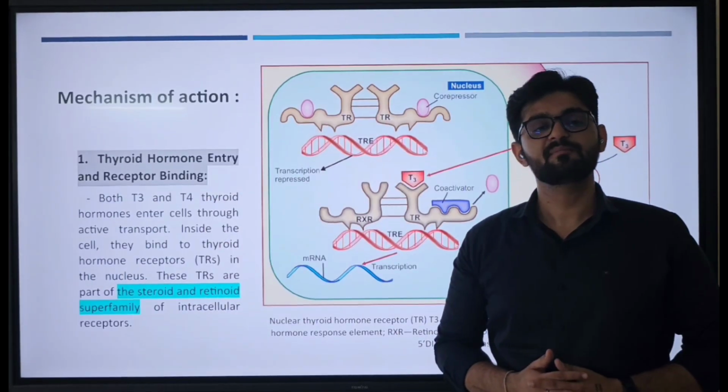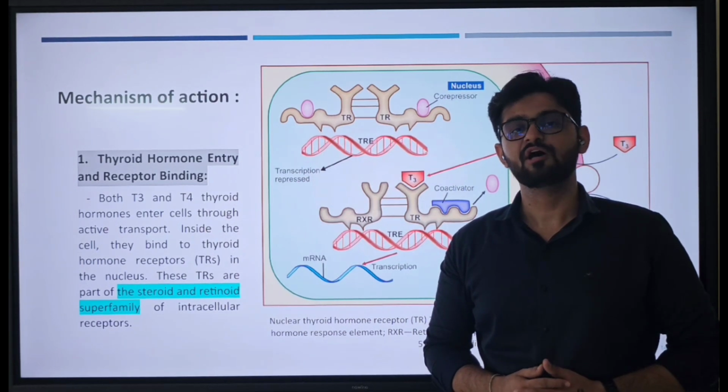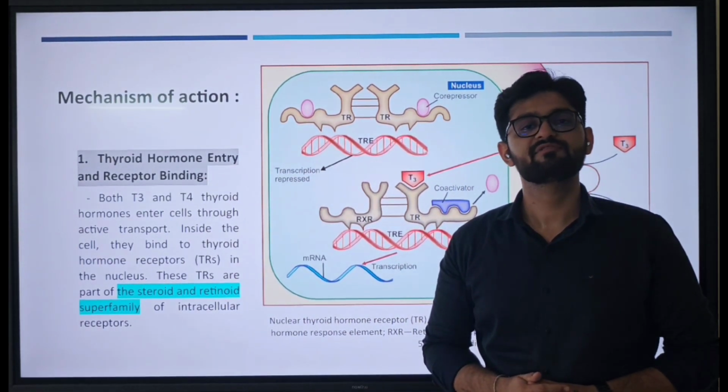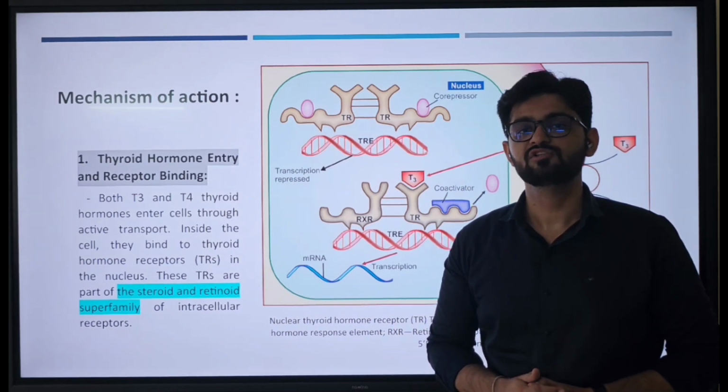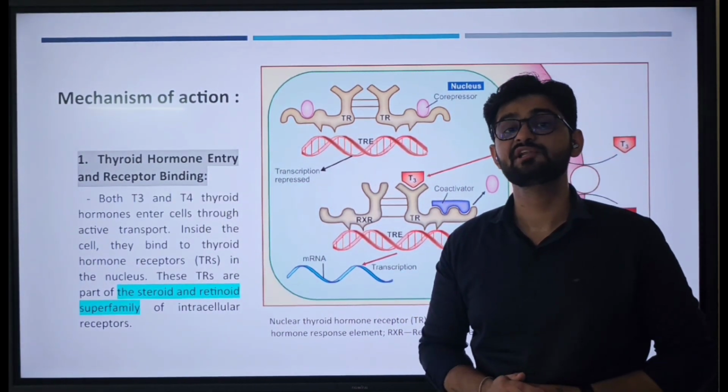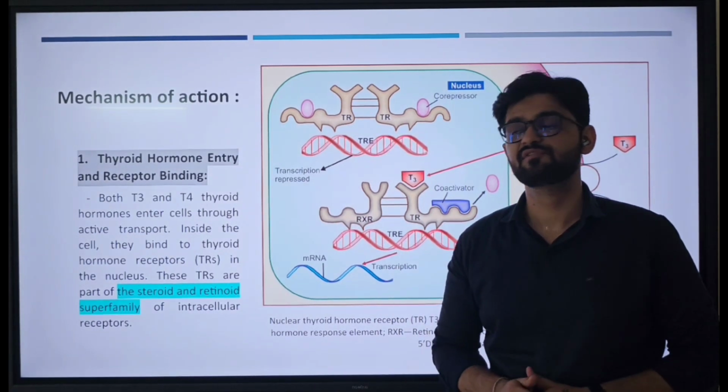Now we'll discuss the mechanism of action of the thyroid hormone. Up till now, we saw how thyroid hormones are produced and how they affect different functions in our body. Now we can see them at the cellular level, such as the nucleus.